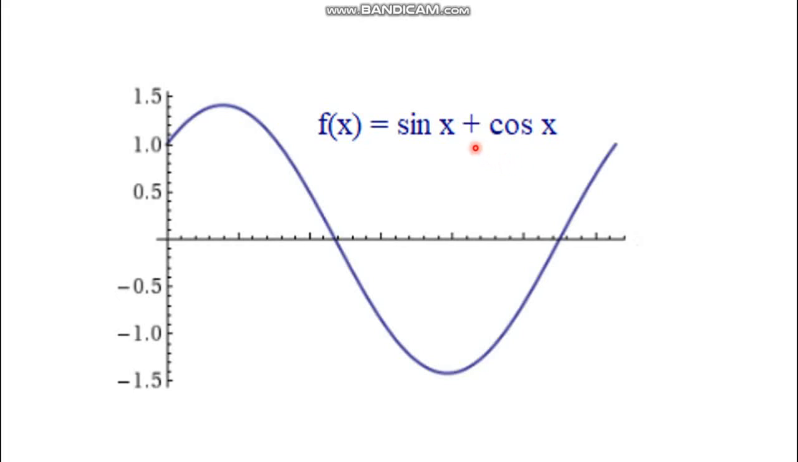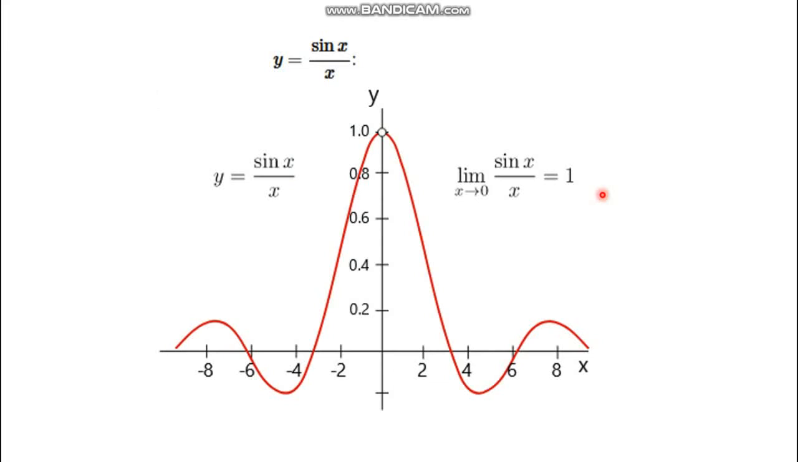Just take different values of x, put the values into sine x plus cos x, represent them in tabular form and then try to draw the graph on graph paper, then you will automatically find that these types of graphical presentations are obtained. Now a very interesting thing: if y equals sine x by x, actually if x equals 0, then sine x equals 0. But the graphical presentation is something different.